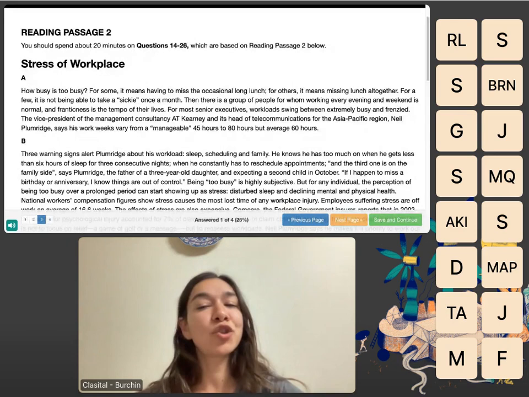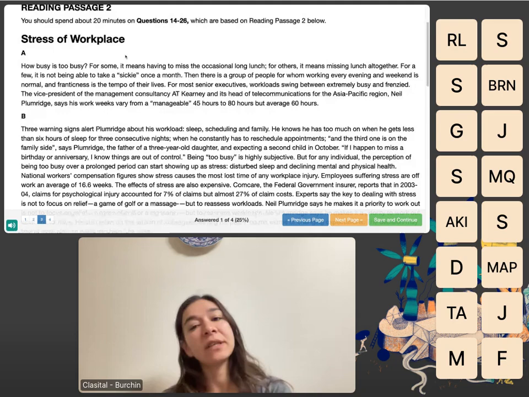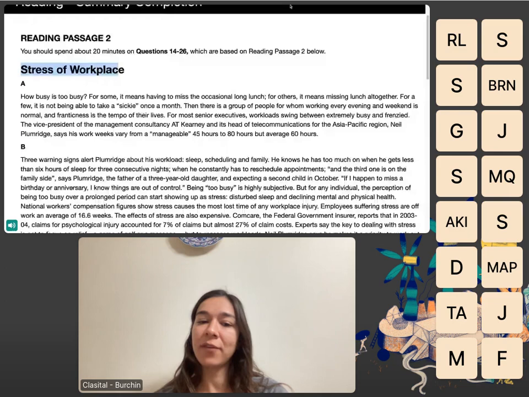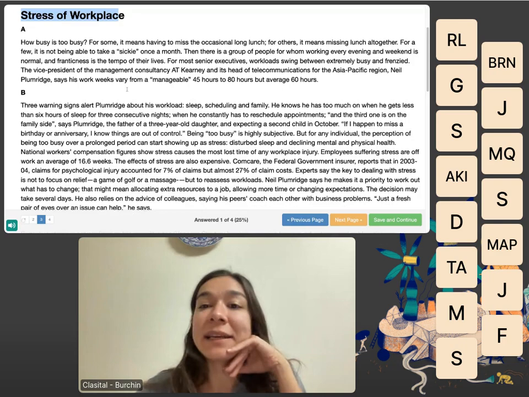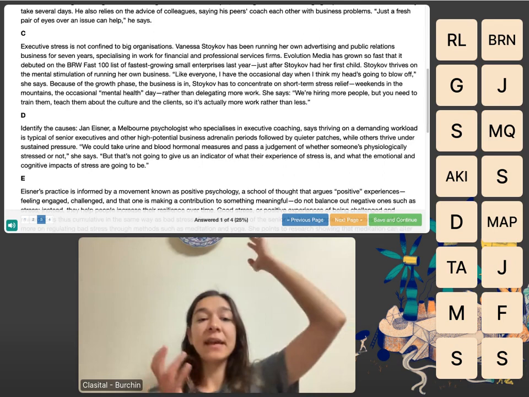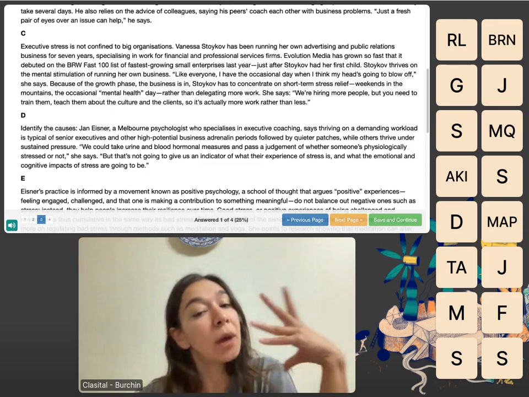Reading passage 2. You should spend 20 minutes on questions 14 to 26. It is stress of workplace. I think we can be familiar with this subject. In here, we are seeing passage 2. There can be more paraphrasing. Maybe they summarize a specific place, but they have used many synonyms and paraphrasing. We will see.